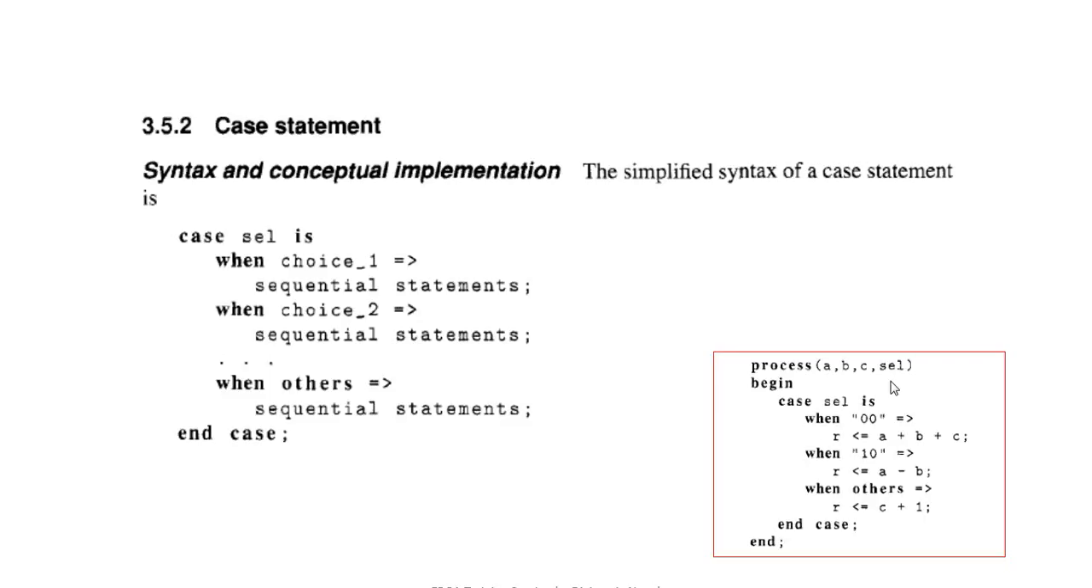So process is similar, begin case. Case is like a switch statement in C programming. Case SEL select, SEL is a variable. When the value of SEL is 00, then this will happen. When the value of SEL is 10, this will happen. When others condition means it might have some value of XX, because SEL is std_logic in VHDL, so it might have different values, 9 logical states. So for that condition, it will do this statement. Then case must end and process must end.